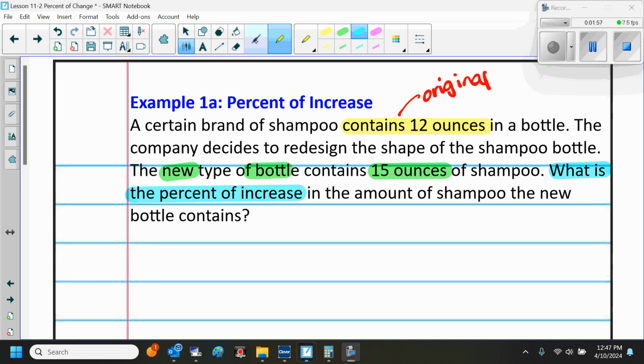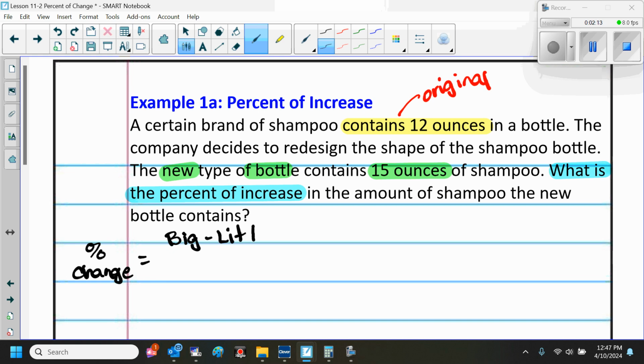So before we start, let's write our formula, okay? So we have the percent of change. The percent of change is equal to the big minus the little divided by the original. Now, of course, when you do this division, it's going to give you a decimal. And then once you get that decimal, change it to a percent.